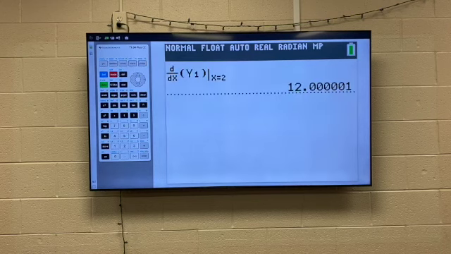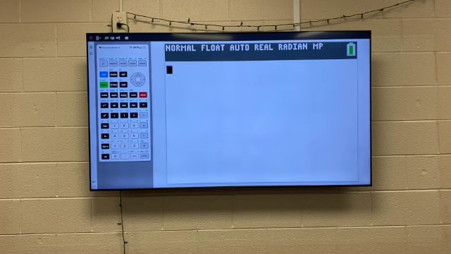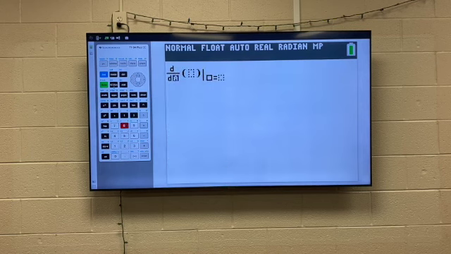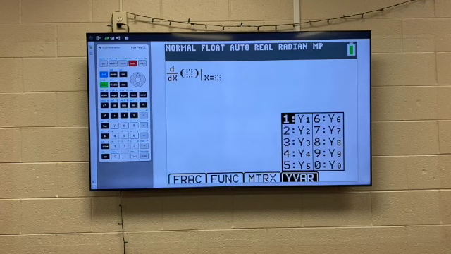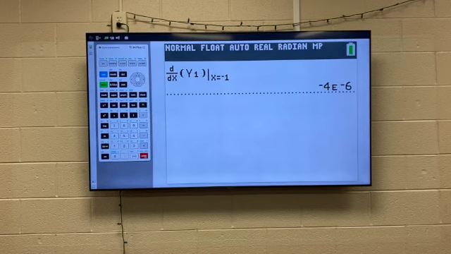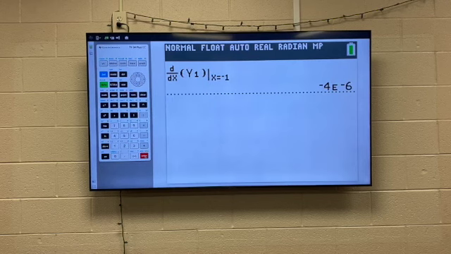We'll go to our home screen, and we're going to take the derivative, math 8, with respect to x of alpha trace, which gives me y1, and then we're going to do that at x equals negative 1, and we should get a 0 value. Now we got 4e to negative 6, but we all know by now, right, that's really 0, right?